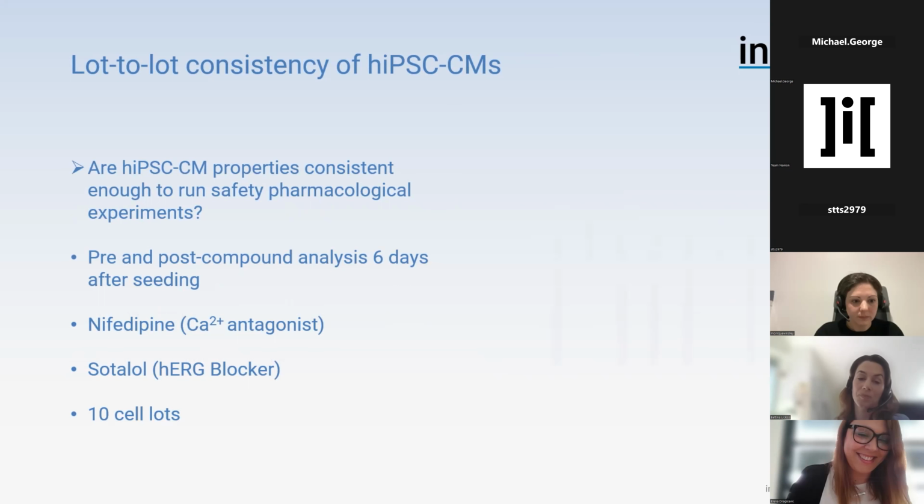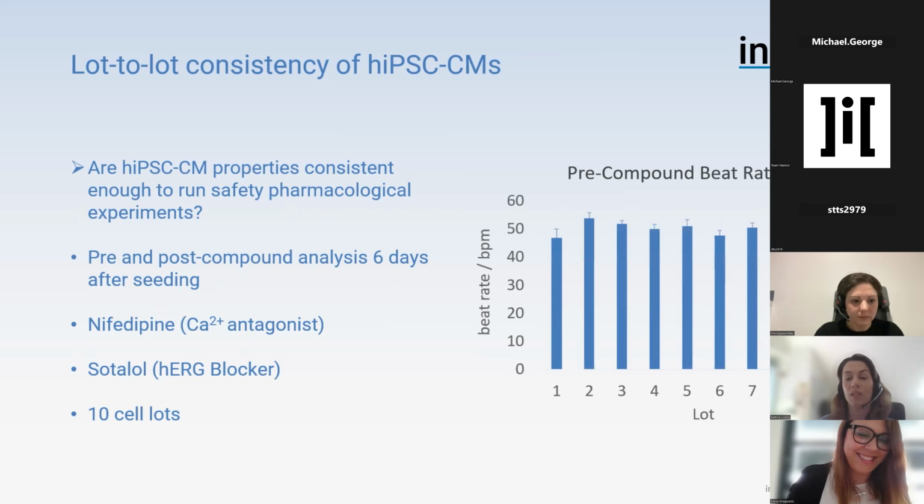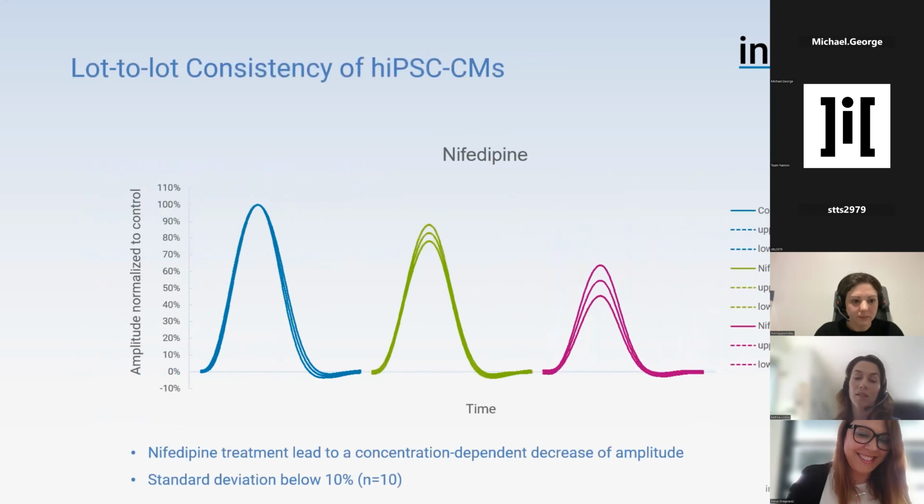And starting here with the pre-compound beat rate, you can see very nicely that we have very stable conditions of the 10 different lots, with a beat rate ranging from 49 up to 53 roughly beats per minute. So we had a good start, and we then applied the compounds to the wells, starting with nifedipine.